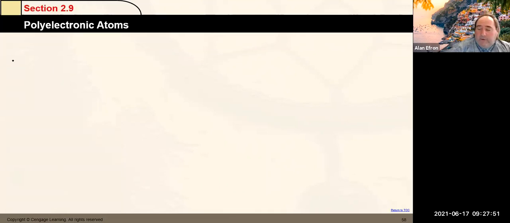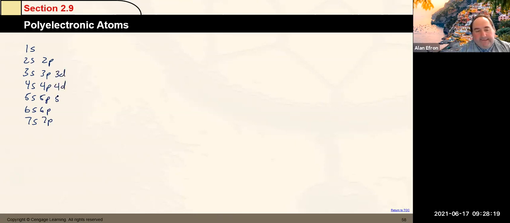So this is something that you probably have seen before. There is an order, and you could actually recreate the order pretty easily on your paper by going 1s, 2s, 3s, 4s, 5s, 6s, and 7s. Then going 2p, 3p, 4p, 5p, 6p, 7p, 3d, 4d, 5d, 6d, 4f, and 5f. So this is something that you could recreate really easily.